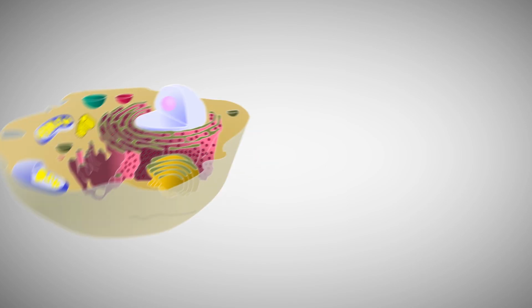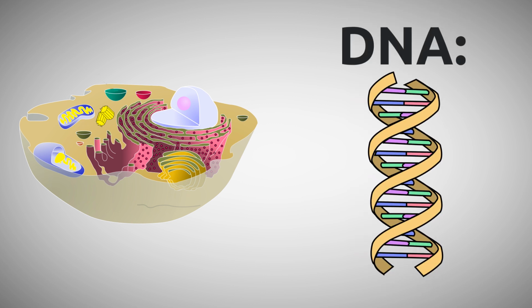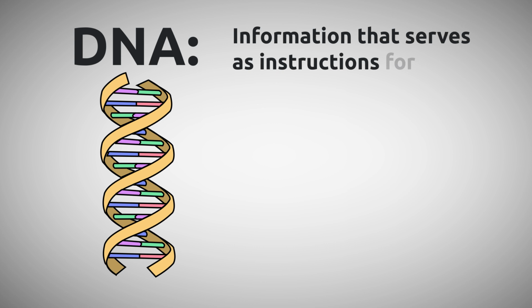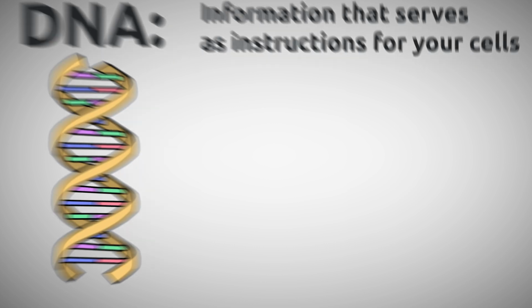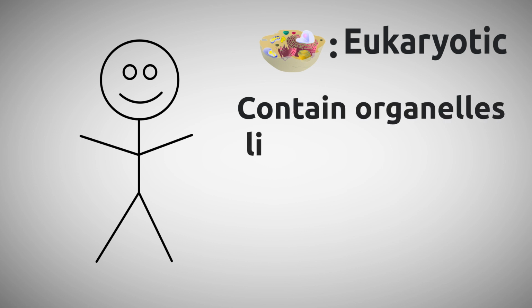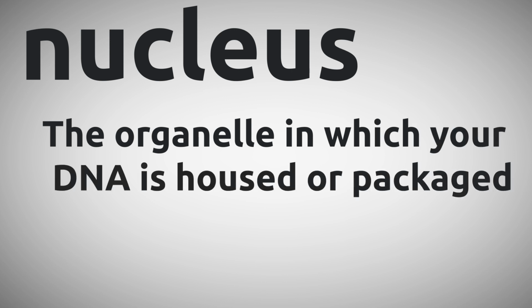In every one of your cells, there is genetic material or DNA present. This genetic material is the information that serves as instructions for your cells. Our human cells are eukaryotic, meaning that they contain organelles like a nucleus. The nucleus is the organelle in which your DNA is housed or packaged.